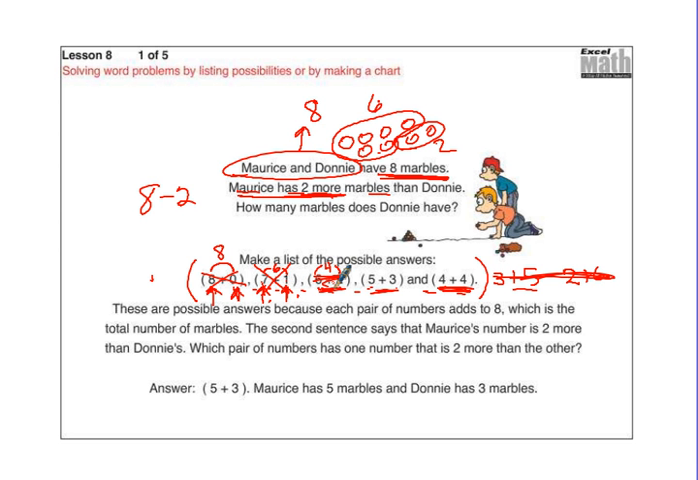So we don't want that one either. How about 5 and 3? 5 is 2 more than 3, isn't it? 5 minus 3 is 2. So the 5 and the 3 are 2 apart from each other. That means this kid has 2 more than the other kid does.